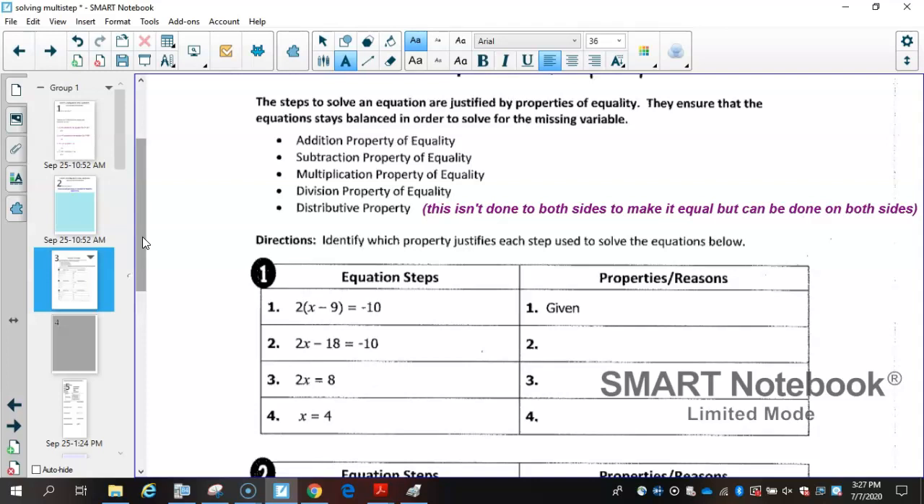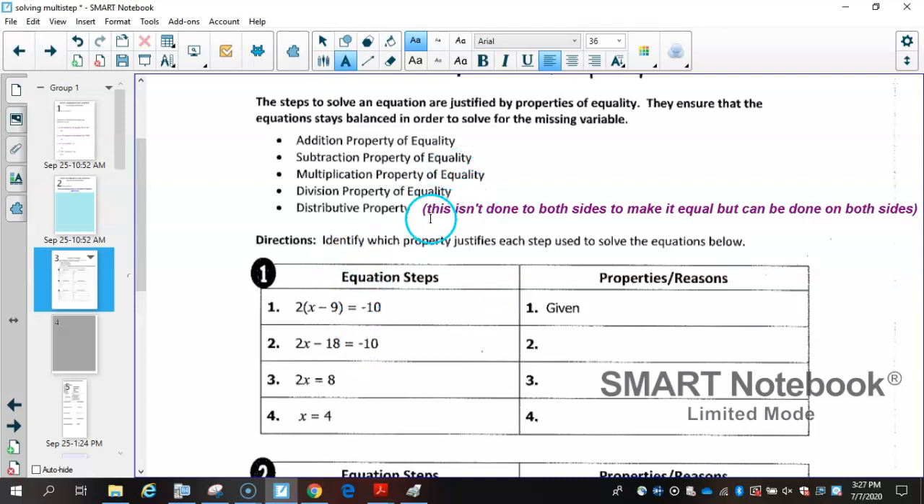And what those mean is that whatever you do to one side, you have to do to the other. So if you add something on one side, you have to add that same something to the other side of the equal sign. Same with subtraction, multiplication, division.